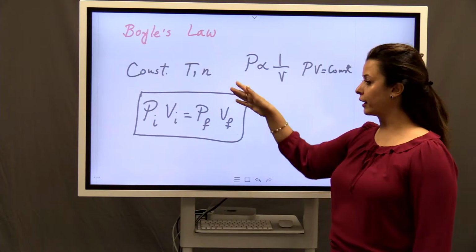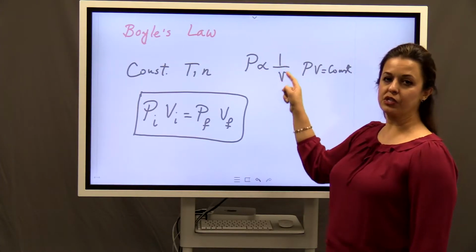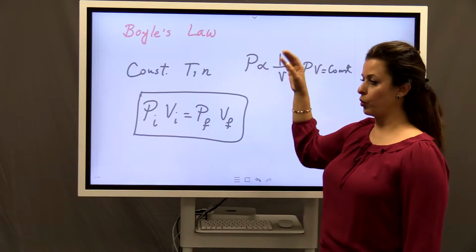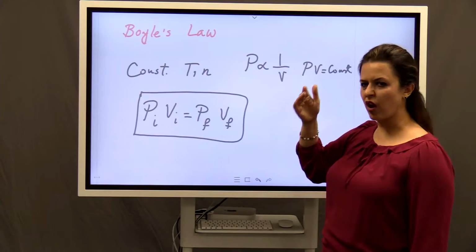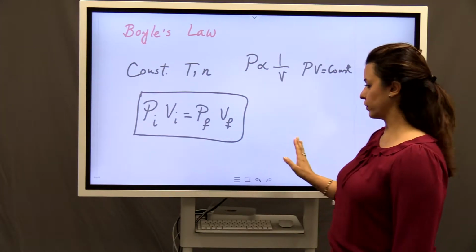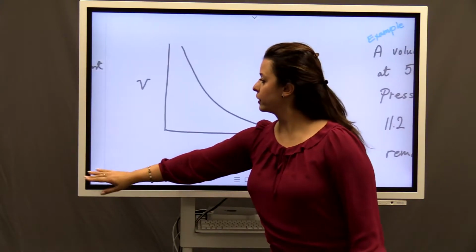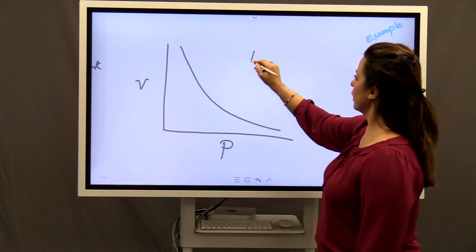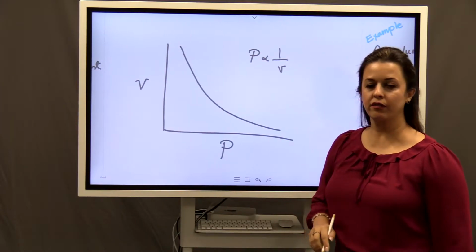Keep in mind that in gas laws, this is the only law that shows an inverse relationship. Because I'm going to introduce the rest of them, and you'll see the rest of them show a direct relationship. But Boyle's law is the only one that shows an inverse relationship. So let's see how the diagram shows if P is proportional to the inverse of volume.